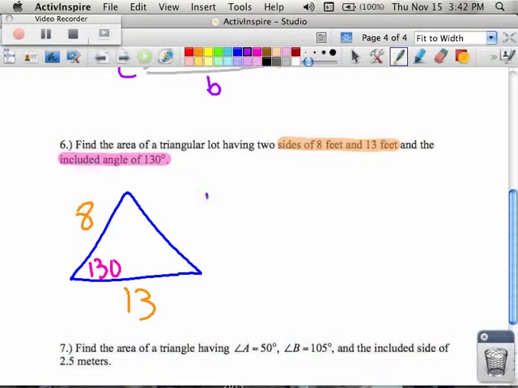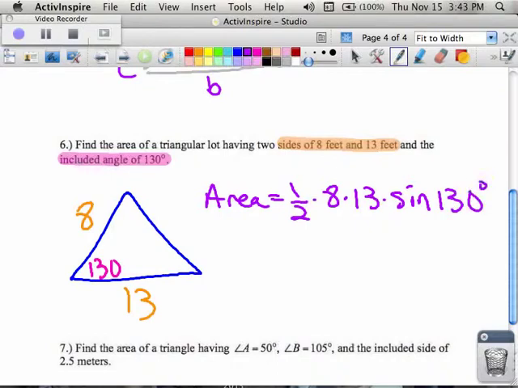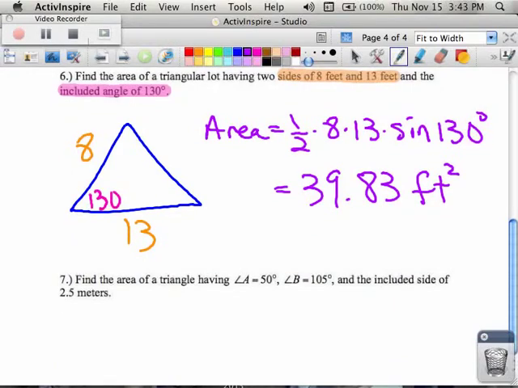I say that the area of this triangle equals 1/2 times 8 times 13 times the sine of 130 degrees. When I multiply that all out, I get 39.83 feet squared. So 1/2 times the 2 sides times the angle that's in between them. Let's try one more. So in this last one, they talk about an area of a triangle having the following information. And so as I draw this triangle, I notice something kind of weird.